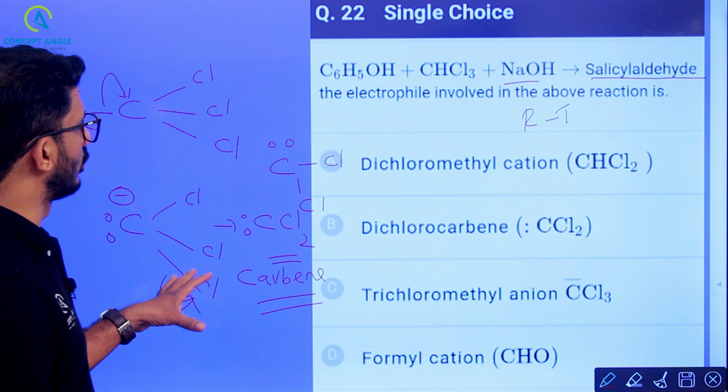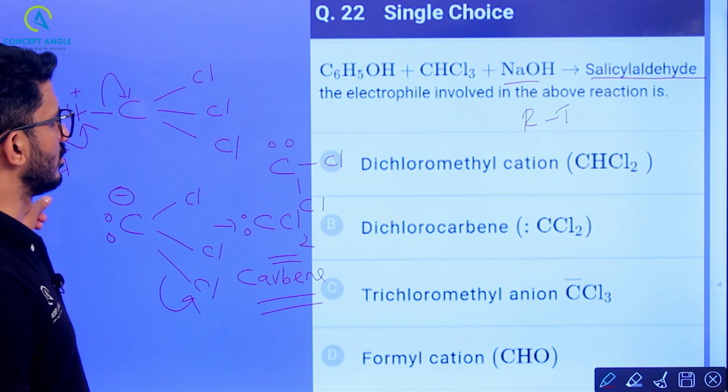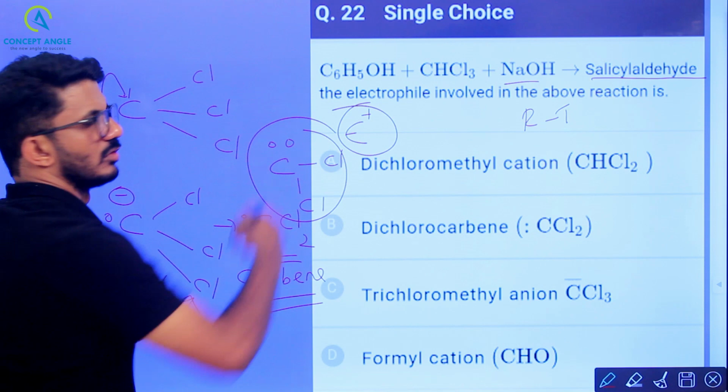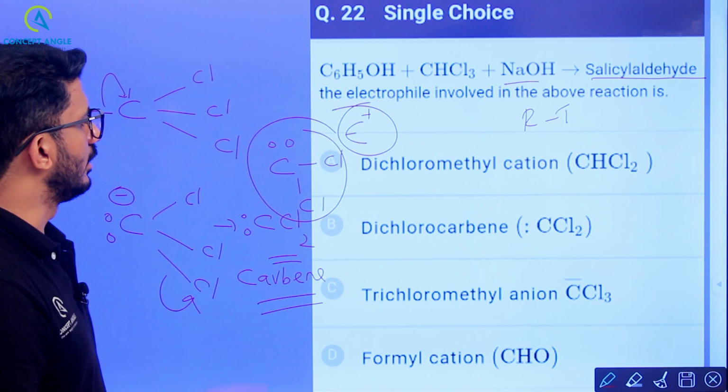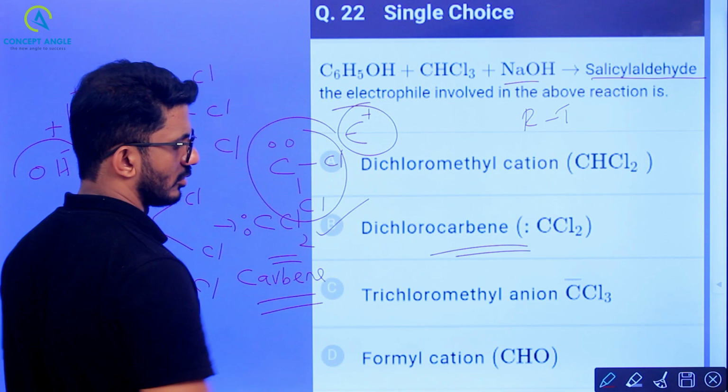So this will attack the electron rich benzene ring. So this will act as the electrophile. When you see the detailed mechanism, you will understand this. So CCl2, dichlorocarbene, is the electrophile involved in this reaction. So this is the answer, this option. Let's move to the next question.